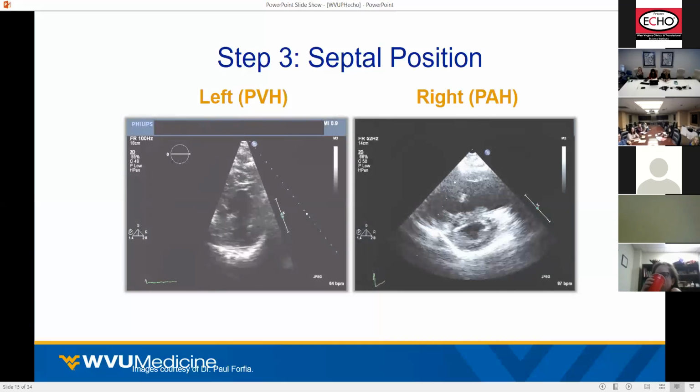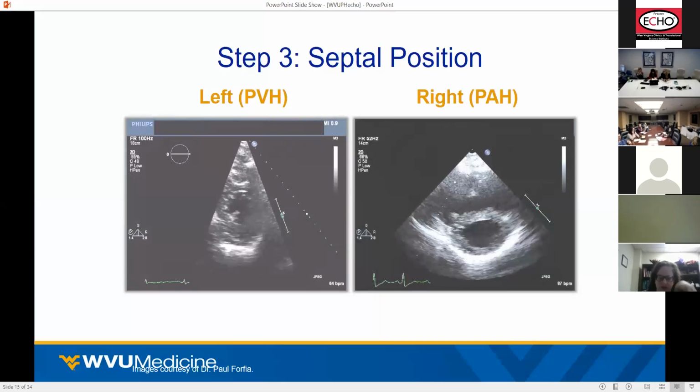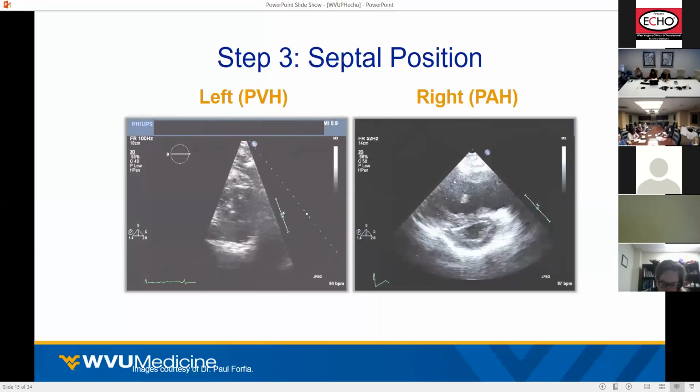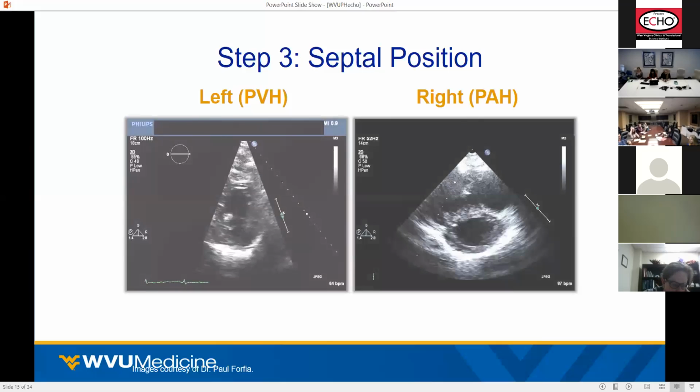So basically, looking at the echo pictures and the description, you have a general sense of where the pulmonary hypertension is coming from. But they definitely have distinct, different phenotypes on echocardiogram that help guide us. Next slide.